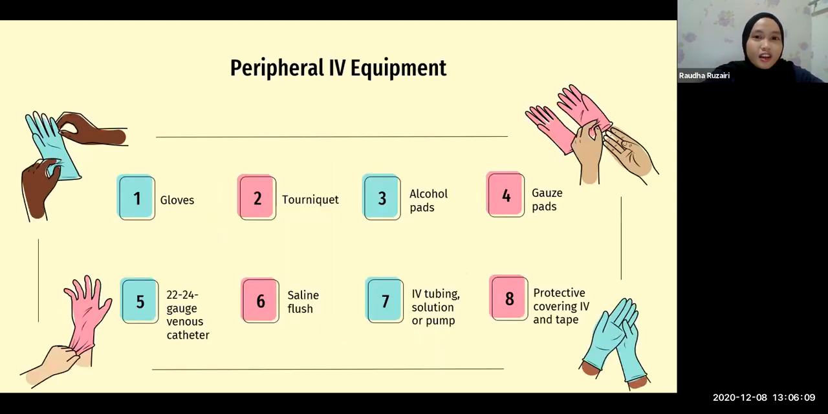And this is the peripheral intravenous equipment. We have gloves, tourniquet, alcohol pads, gauze pads, and 22 or 24 gauge venous catheter. This is the size for pediatrics. Saline flush. The saline flush is used to flush the catheter as the first step in order to reduce any risk or complication. The next one is intravenous tubing, solution or pump. And the last one is protective covering for the intravenous, such as a small plastic cup and also tape.